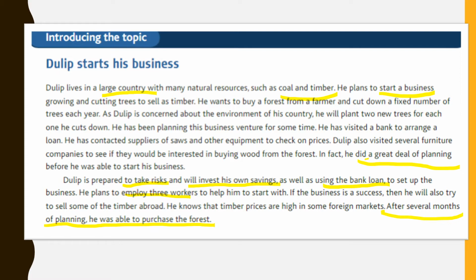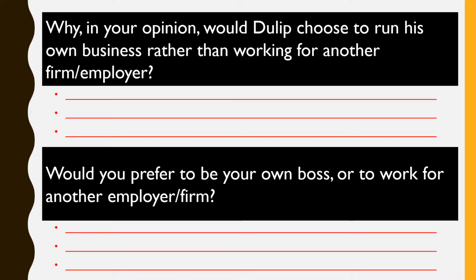Now let's move on to some questions for you to practice on your own, so that you have a better understanding of our short class today. The first question I have prepared for you is: why, in your opinion, would Dulip choose to run his own business rather than working for another firm or another employer? Basically, you've got to list out why you think he would want to go through all that hassle rather than just working on a daily basis, 9 to 5, without pressure, getting a stable income. So why do you think he would rather do that? You can list your points in bullet format with short, brief answers.